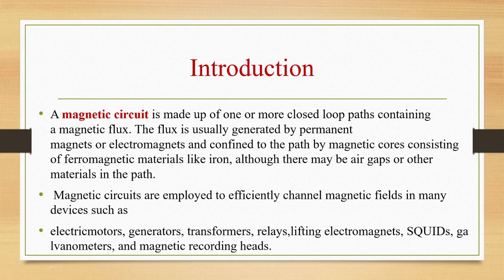So magnetic circuit we have already seen. So I am just doing a quick revision of what we have done in the last class. So magnetic circuit is like an electric circuit only, okay? But magnetic circuit will be having a closed path containing magnetic flux, whereas electric circuit will be having a current flowing through it. Magnetic circuits are employed to efficiently channel magnetic fields in many devices like electric motors, generators, transformers, relays, etc.